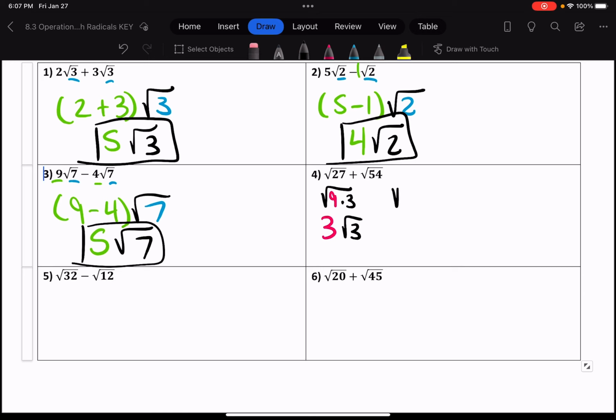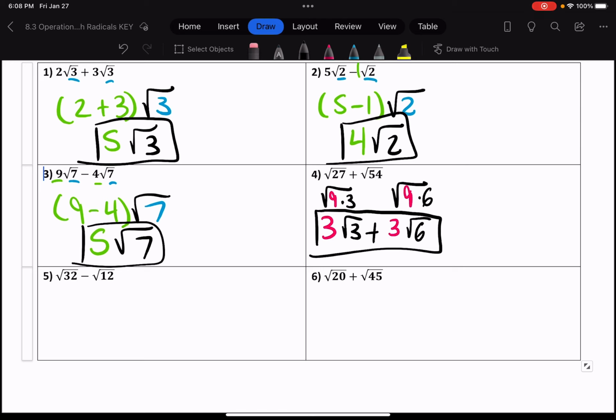And we also got to simplify the square root of 54. I know that 54's largest perfect square factor is 9, and that's going to be 9 times 6. The square root of 9 is 3, and that's going to be multiplied by the square root of 6. So now my goal is to add these, but I got to check my radicands. In this case, my radicands are not the same, so therefore, this is my simplified version: 3 square root of 3 plus 3 square root of 6.